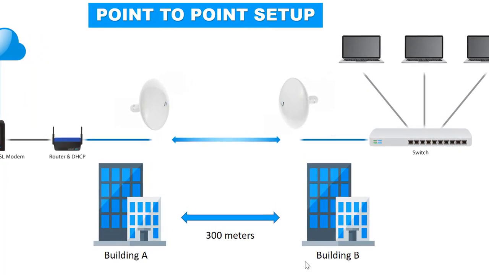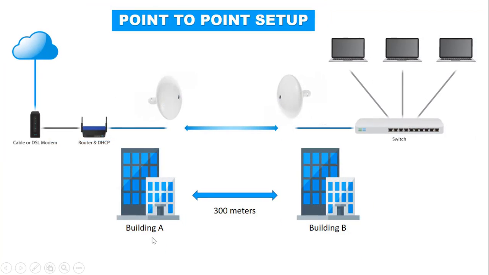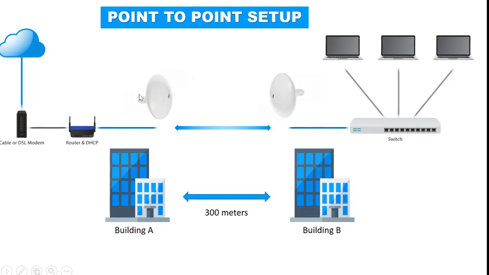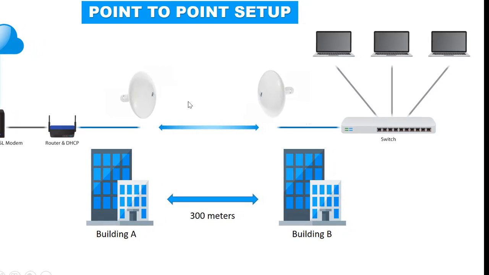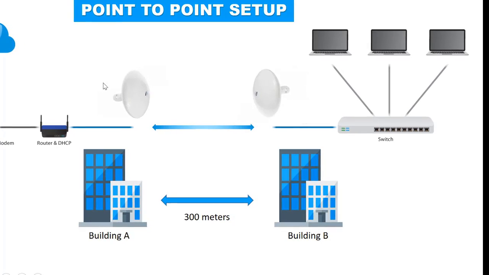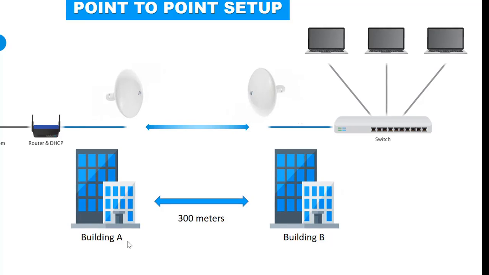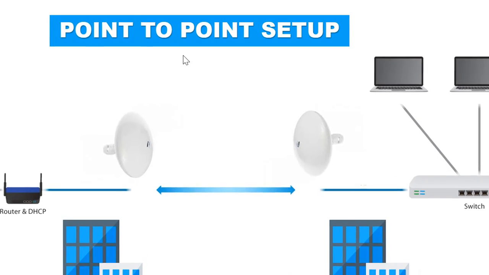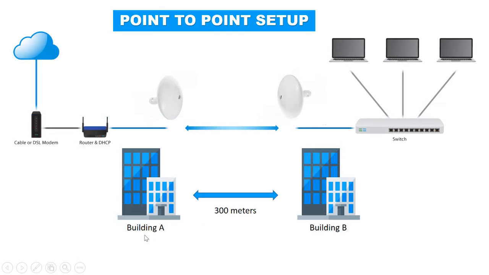Now, the main problem here is Building B doesn't have an internet connection, and we have an internet connection on Building A. They are separated at around 300 meters. Now, this NanoBeam AirMax has a capability of up to 15 kilometers, but we are going for the 450 megabit throughput of this one. That's why we selected the NanoBeam, because we will be transferring a large amount of data between Building A and Building B. We are going to use this NanoBeam AirMax, configure them to work point-to-point, and then we'll be able to share the internet connection between buildings and at the same time access data between Building A and Building B.